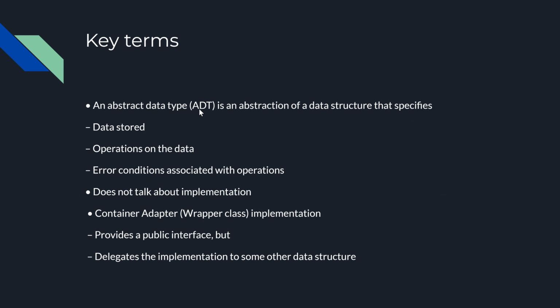Key terms. An abstract data type, ADT, is an abstraction of a data structure that specifies the data stored, the operations on the data, and the error conditions associated with operations. It does not talk about implementation. A container adapter, or wrapper class, provides a public interface but delegates the implementation to some other data structure.